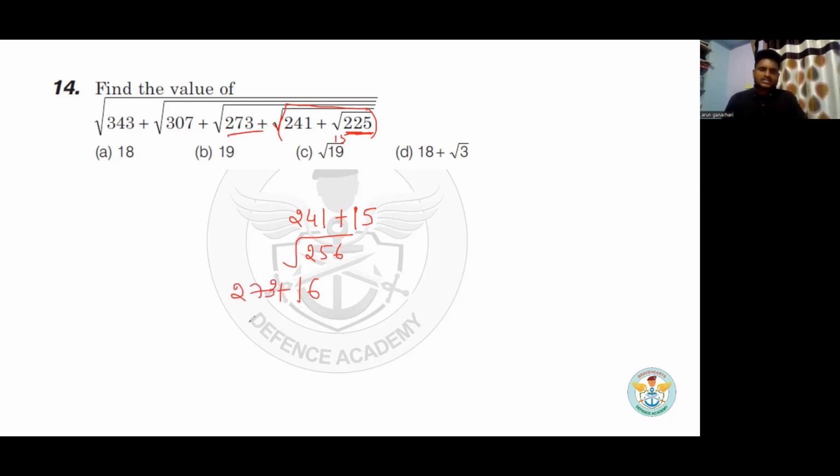What is 273 plus 16? 289. Then I have to find the square root of 289. What is the square root of 289? 17. So we have solved till here. Now I have to add 307 to it. What is 307 plus 17? 300 plus 7 plus 17 is 324. What is the square root of 324? 18. Yes or no? Yes, sir.